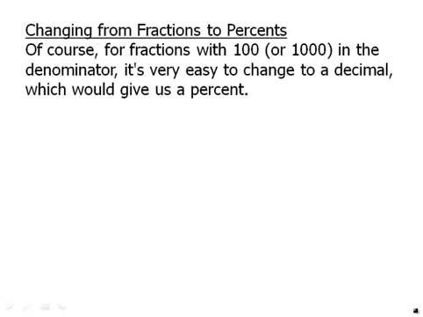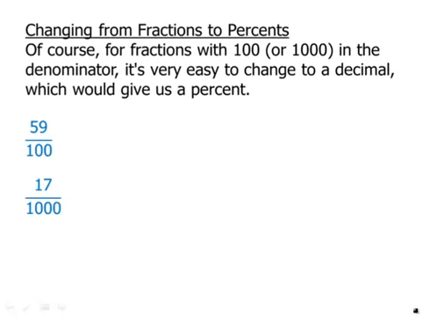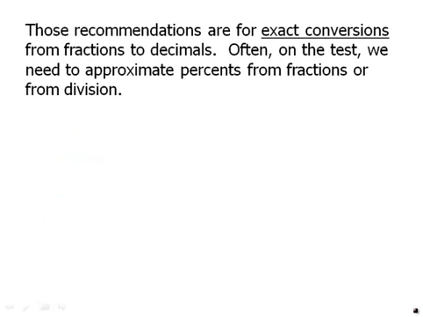Of course, for fractions with 100 or 1,000 in the denominator, it's very easy to change to a decimal, which would give us a percent. So for example, 59 over 100, well, that obviously just becomes 59%. 17 over 1,000, that becomes 0.017, and we can write that as 1.7%. Those recommendations are for exact conversions from fractions to decimals. Often on the test, we need to approximate percents from fractions or from division.